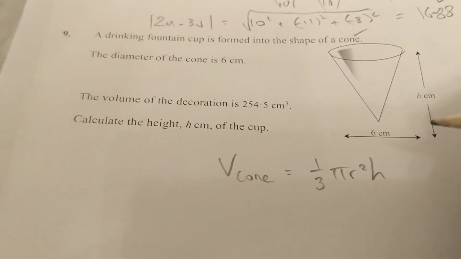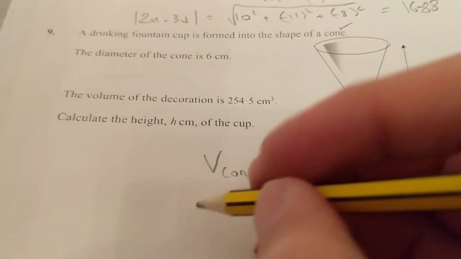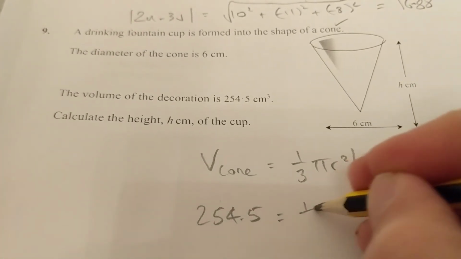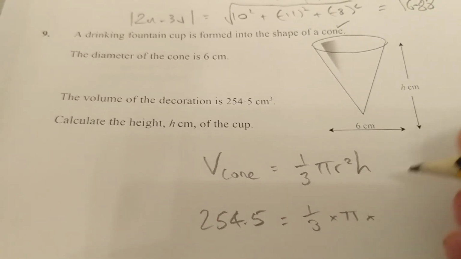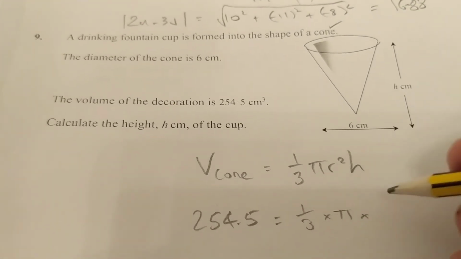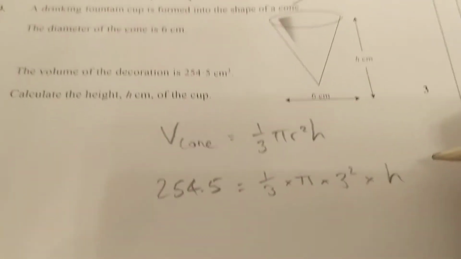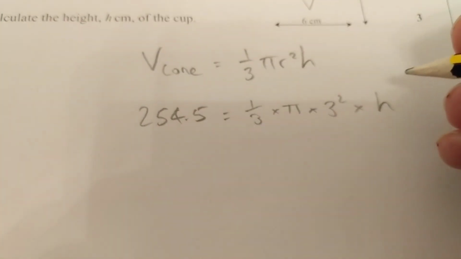Okay, one third pi r squared h. We know the volume is 254.5, so write that in. Is one third times pi times the radius. So diameter 6, the radius is 3, squared, times the height, we don't know. We want to find the height.